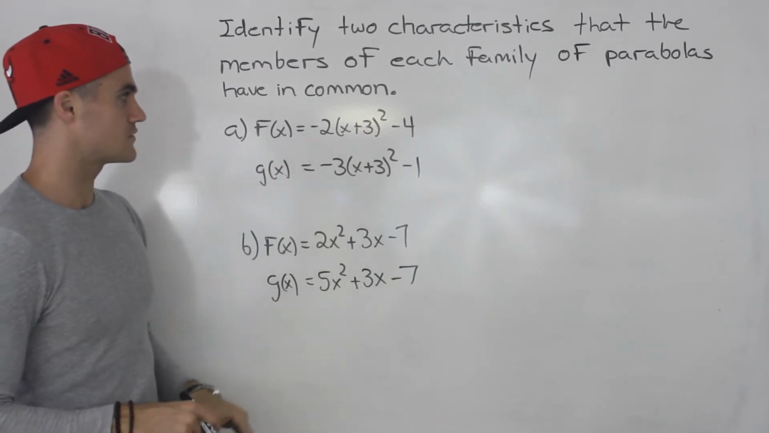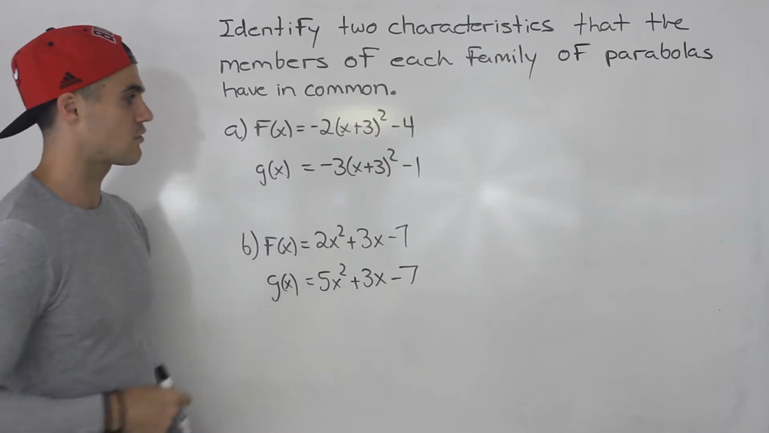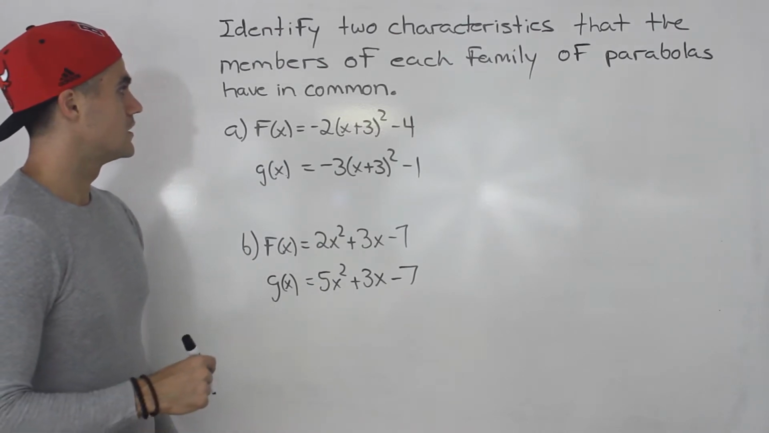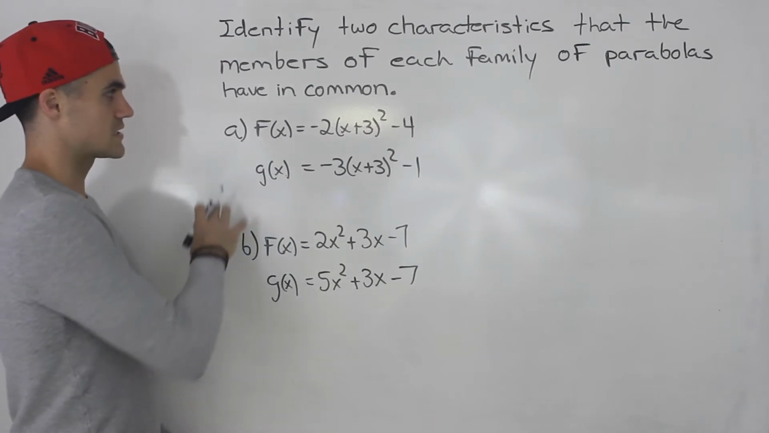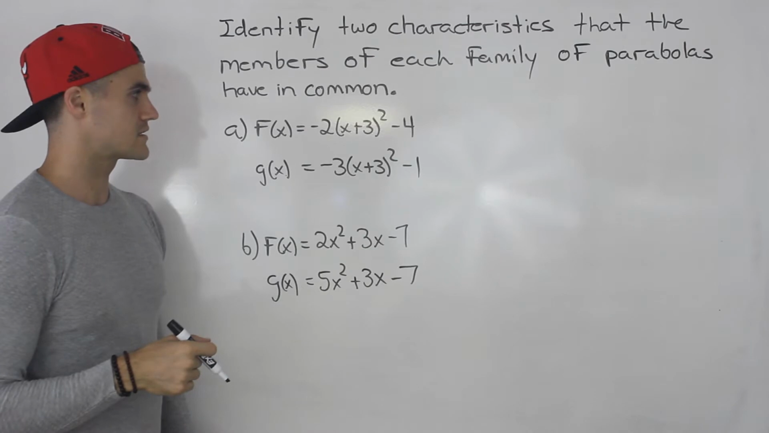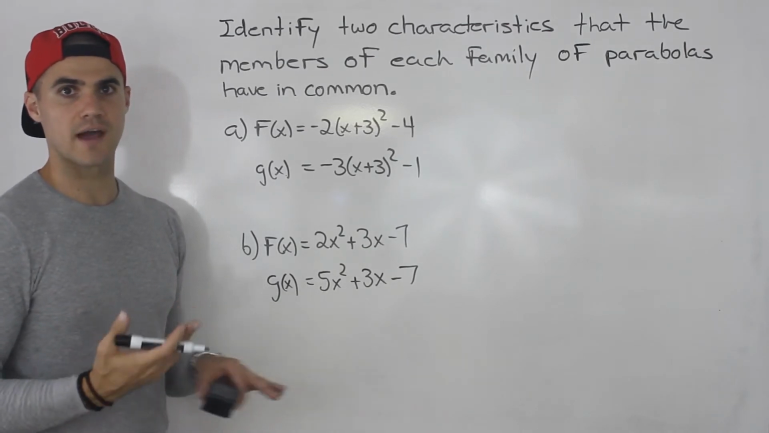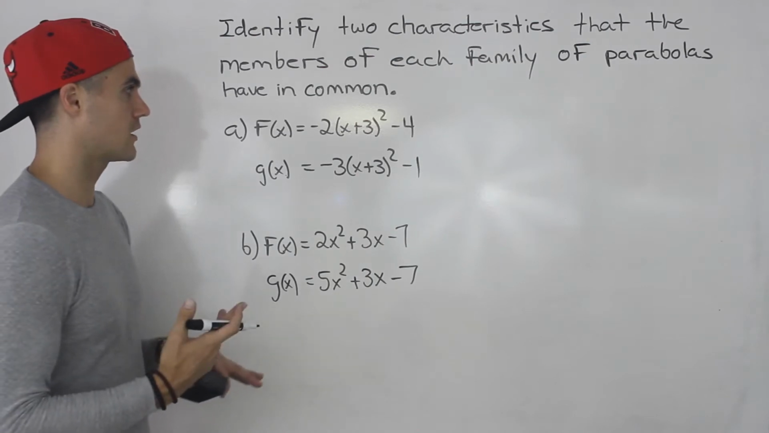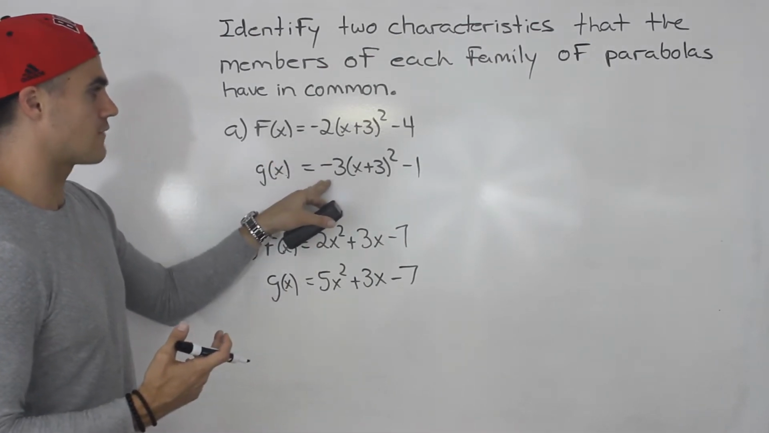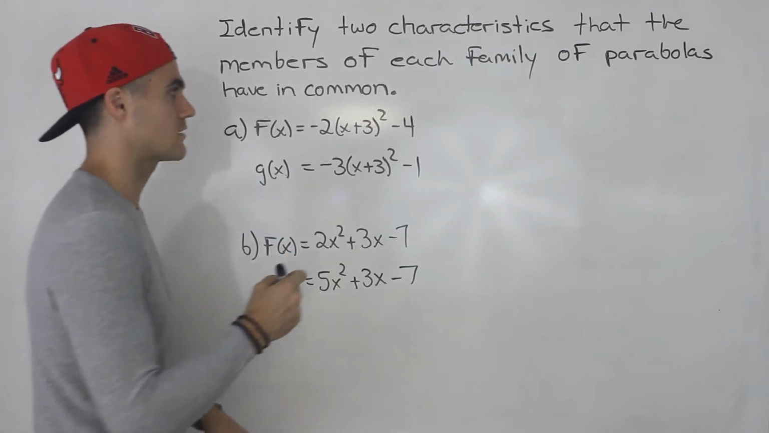f of x equals negative 2(x plus 3) squared minus 4, and g of x is negative 3(x plus 3) squared minus 1. So, two characteristics that both of these parabolas have in common. One of the things I like to look at first is whether they both open up or down. That's one characteristic they could have in common. Notice the a value is negative here, and the a value is negative here, so we know both of these parabolas are opening down.